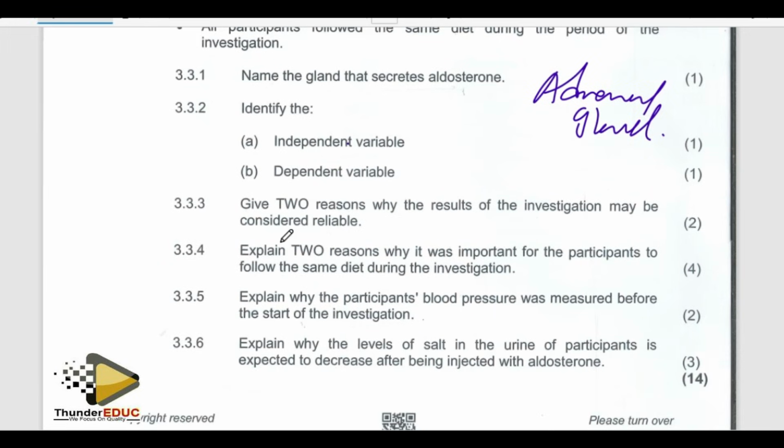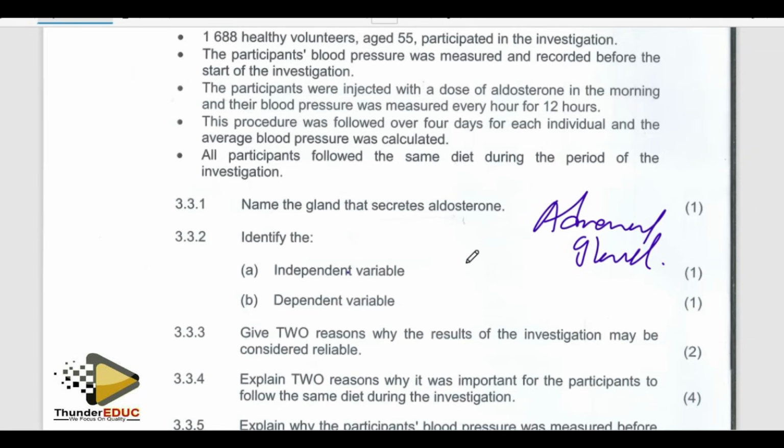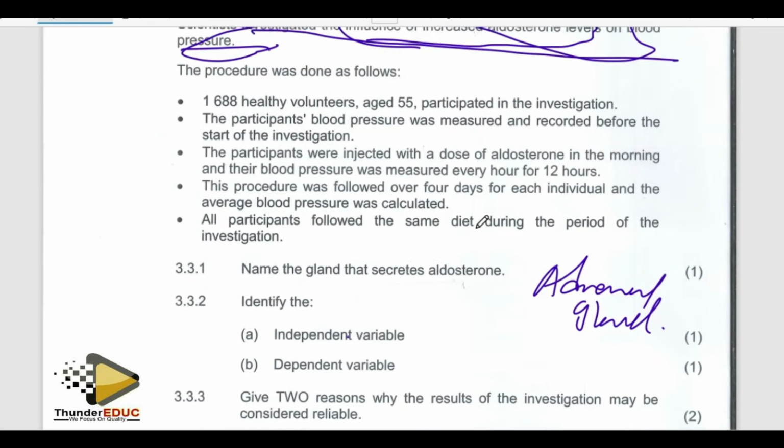They're saying, explain 2 reasons why it was important for participants to have the same diet. So that you have the same maybe salt concentration, and also to keep the same blood pressure, because if you have different types of food, it will affect blood pressure, as they said it brings about blood pressure changes.